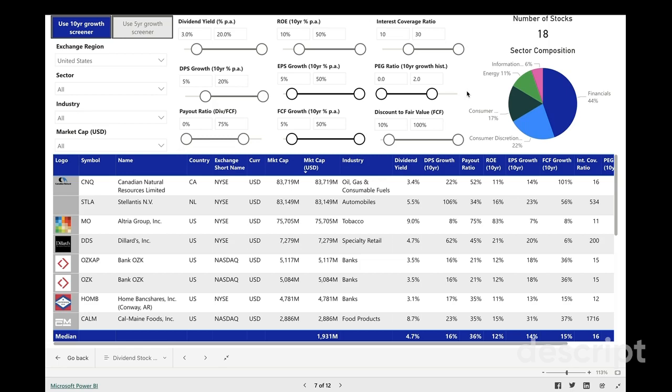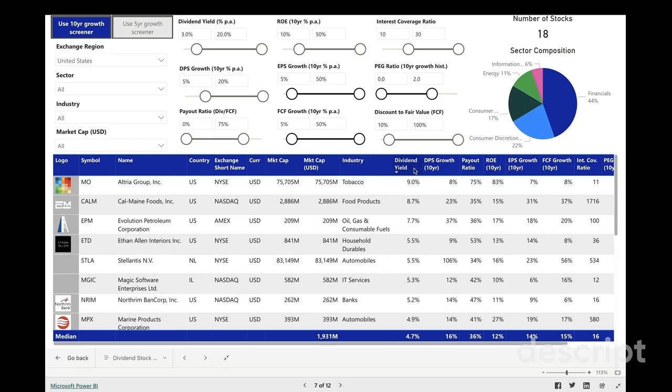After setting your criteria, the screener will display a list of stocks that meet your dividend requirements. The number of stocks found is displayed in the top right corner, along with a pie chart showing the sector composition of the results. By default, the results are sorted by market capitalization in US dollars, but you can easily sort by any other metric. For example, let's click on the dividend yield column header to sort the stocks based on their current dividend yield.